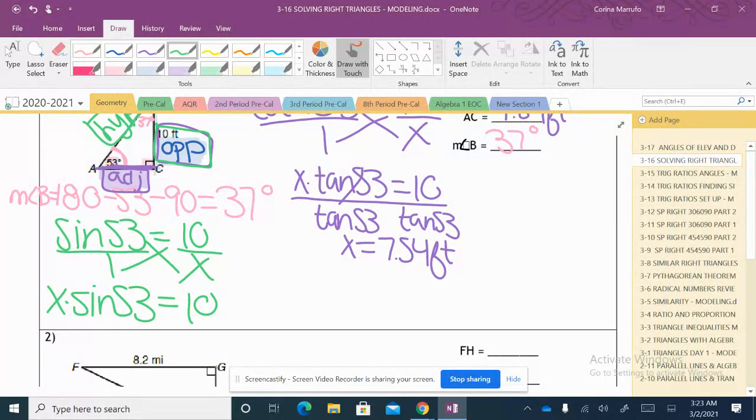So we're going to cross multiply, and we get x times sine of 53 equals 10. We divide both sides by sine of 53, and then this cancels, and we get x equals, I'm going to punch in my calculator, 10 divided by sine of 53. Make sure your calculators are in degree mode. And it gives me 12.52 feet.